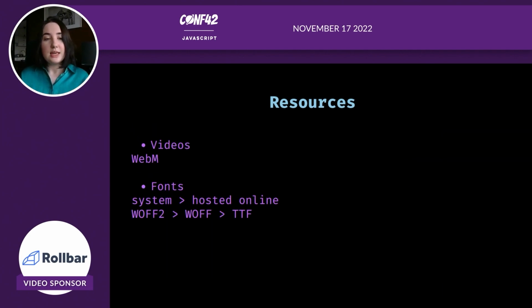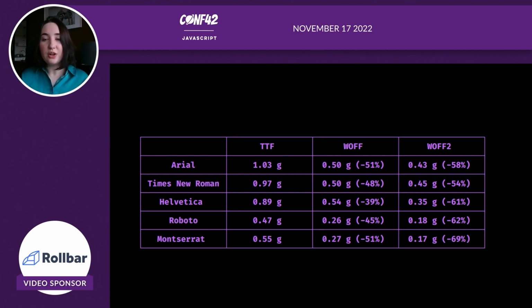When it comes to videos, a sibling format is WebM. It's also a highly compressed format, which I strongly recommend. And when it comes to fonts, it's of course better to use system fonts than those hosted online. And if we think about the formats, then the most popular format is TTF, but it's also the least sustainable one. So it's better to use WOFF2. And here you can see that by just changing the font format, we can get up to 70% CO2 reduction. And of course, a user will not see the difference. So all these changes will not influence the quality of your website.